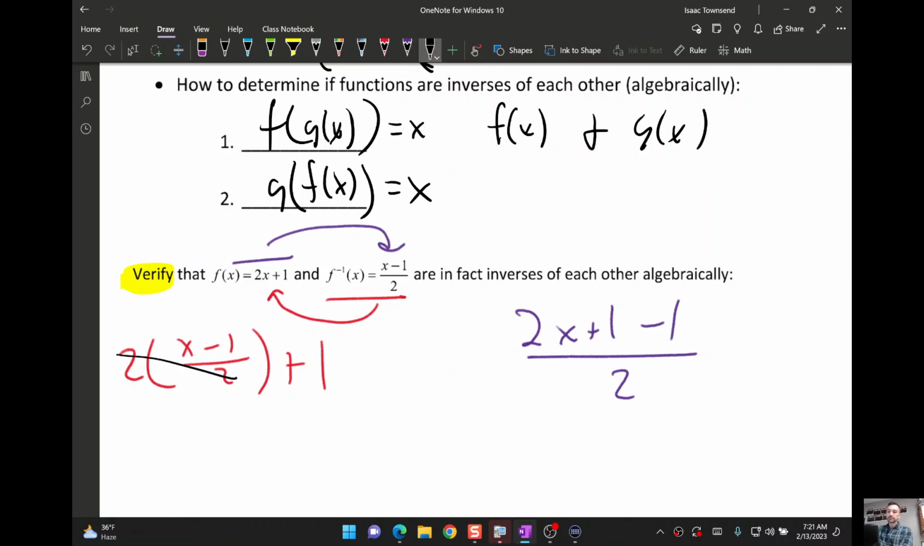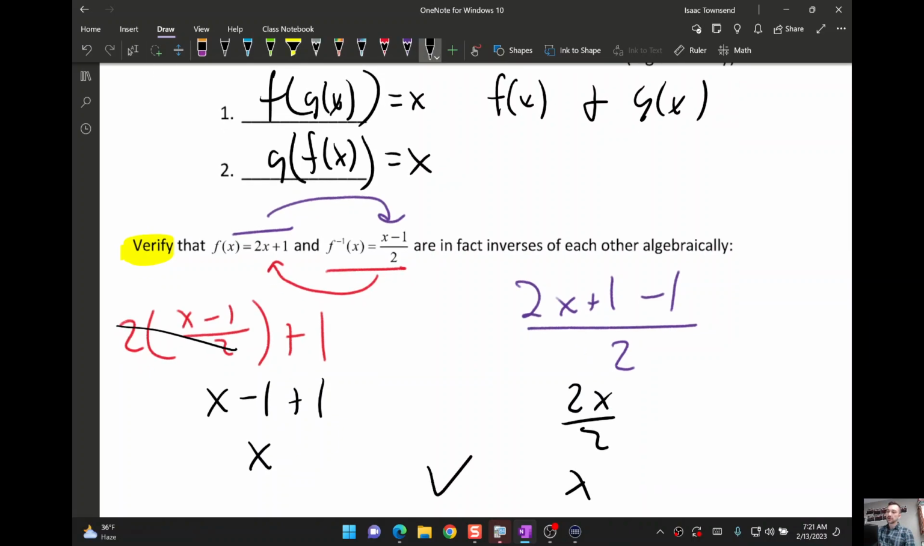So times 2 divided by 2 cancels, plus 1 minus 1 cancels, plus 1 minus 1 cancels, times 2 divided by 2 cancels. And since both of those directions simplify to x, we are 100% sure that those are really inverses of each other. That's the only way to prove it.